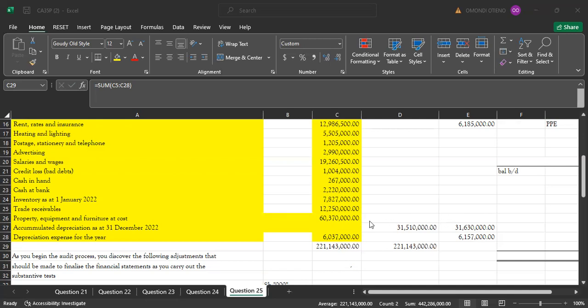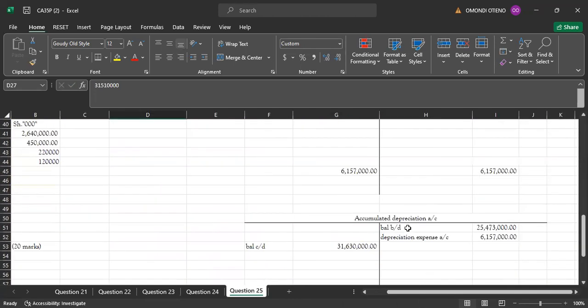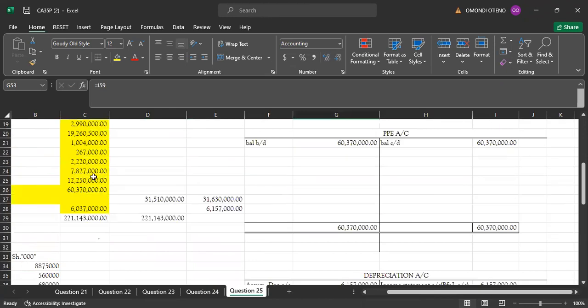Okay, so somebody is asking me about the accumulated depreciation, whether it is the original or the adjusted figure. This is the original, 31,510. The adjusted one, I think we had it somewhere here. The adjusted one is 31,630. So this is the original. Remember, they want us to do it without doing any adjustment.